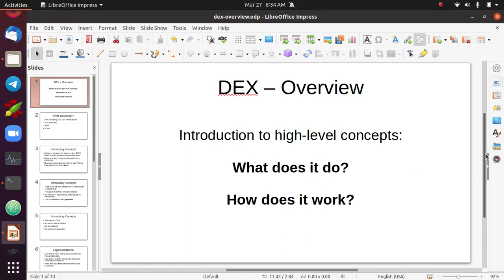This video is a high-level overview of the decentralized exchange that the Permissionless Software Foundation is building. So I'm not going to get into any technical specifics here. This is just to explain the very high-level concepts. First of all, focusing on what it does and how it works. So first of all, let me start.